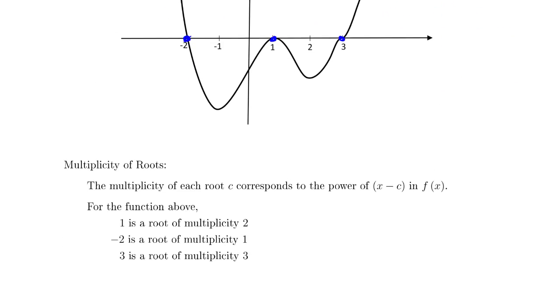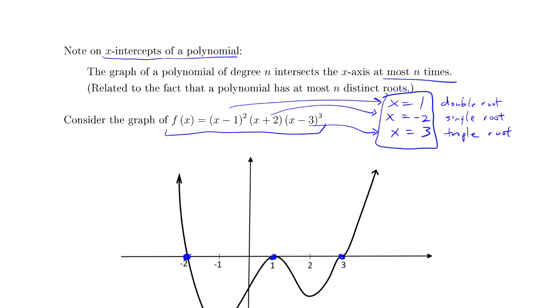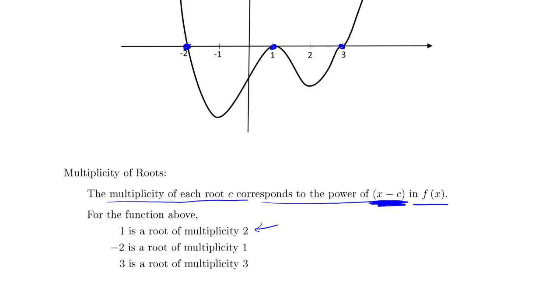So what we see is that the multiplicity of each root c corresponds to the power of x minus c in f of x. That's why up here we saw that 2, 1, and 3 corresponded exactly to how many times each of those roots was repeated, and that gives the multiplicity of that root. So the factored form tells us a lot of information.